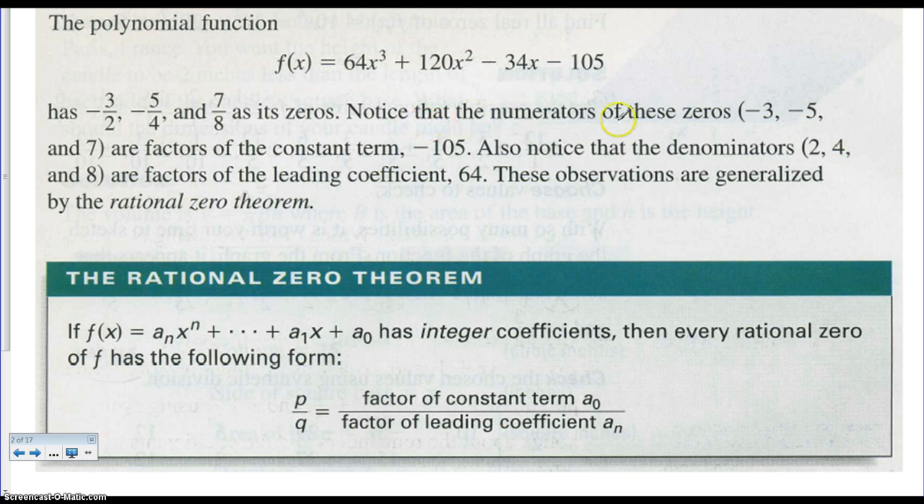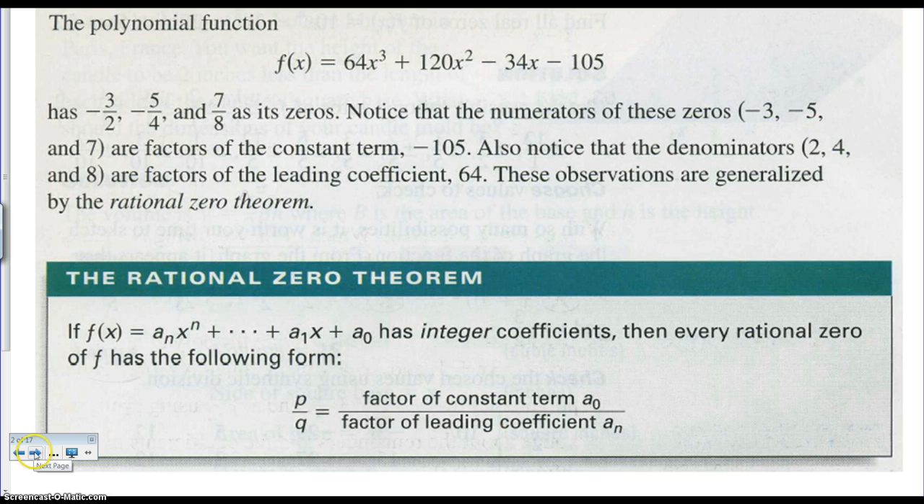And what I want you to notice is that the numerators of these are negative 3, negative 5, and 7, which are factors of this negative 105, or the constant term. Also notice that the denominators of 2, 4, and 8 are all factors of the leading coefficient. So based off this, people have noticed that in order to find the rational zeros of a polynomial function, there's a good chance that it's going to be a fraction of some sort, a factor of the constant term over a factor of the leading coefficient.